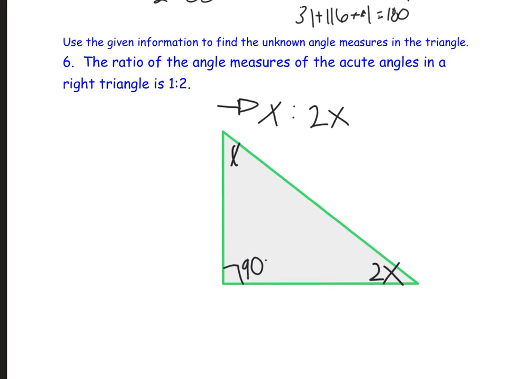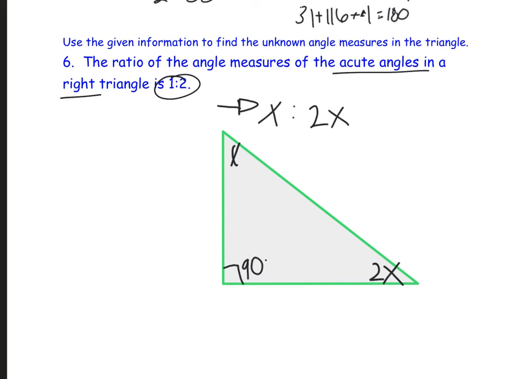So last problem for today, we want to find the unknown measures of the angles if the ratio of the acute angles in a right triangle is 1 to 2. I changed that 1 to 2 to x and 2x, just to make it a little easier because we're used to dealing with variables here.